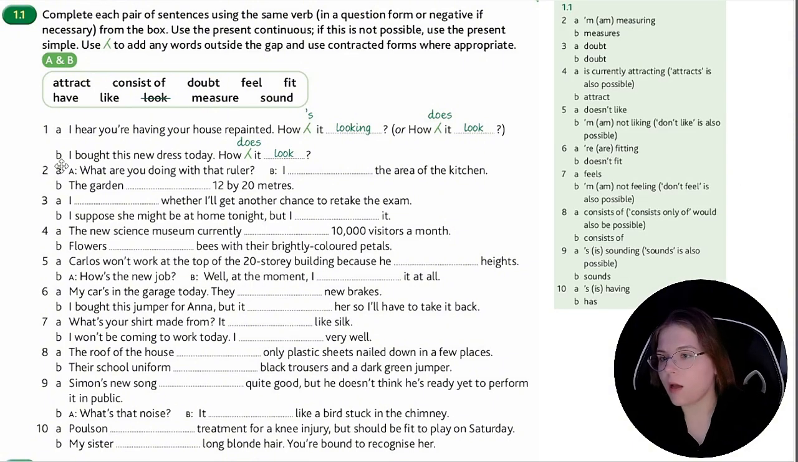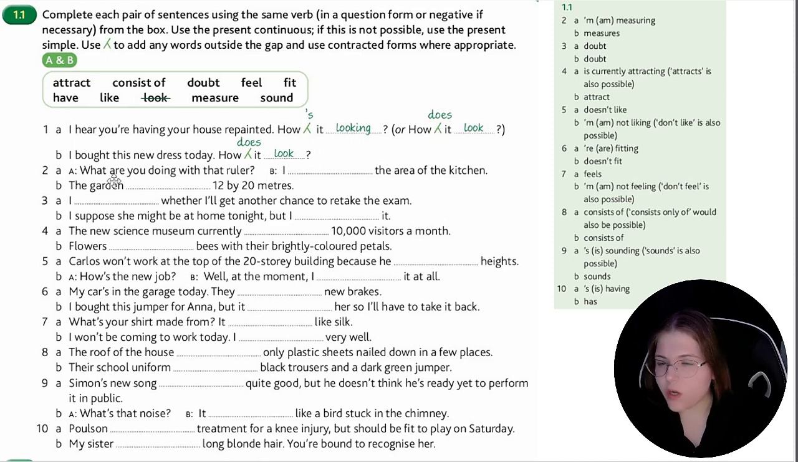Well, I hear you're having your house repainted. How is it looking? Or how does it look? How is it looking means now, or how does it look generally? I bought this new dress today. How does it look? Generally, what is the appearance of this dress?